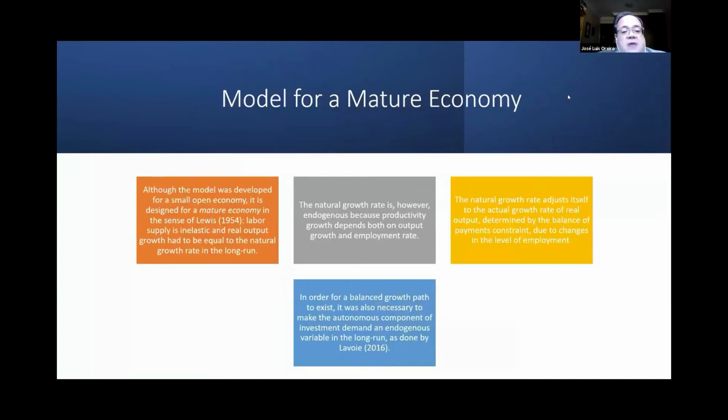Well, some other remarks about the model. Although the model was developed for a small open economy, it is designed for a mature economy in the sense of Lewis. Labor supply is inelastic, and real output growth has to be equal to the natural growth rate in the long run. The natural growth rate is, however, endogenous because productivity growth depends both on output growth and the employment rate. So the natural growth rate adjusts itself to the actual growth rate of real output determined by the balance of payments constraint due to changes in the level of employment. And finally, in order for a balanced growth path to exist, it was also necessary to make the autonomous component of investment demand an endogenous variable in the long run, as done by Lavoie in his 2016 paper in Macroeconomics.